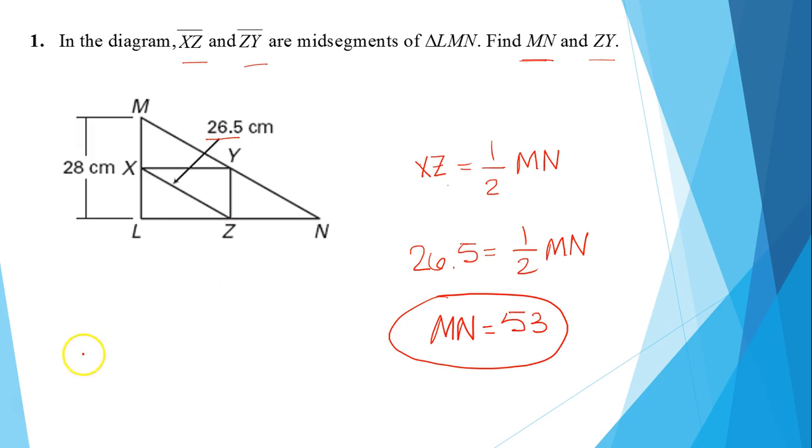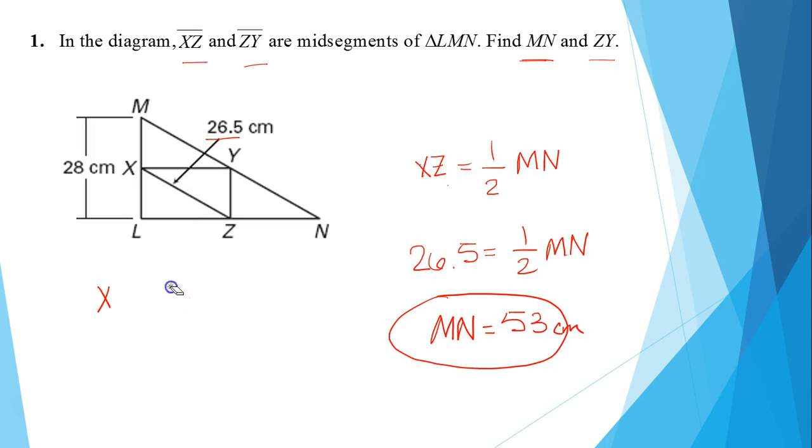Now let's do this other segment that we're asked to find, ZY. ZY right here, this segment right here is parallel to this side of our triangle. And again, ZY is the midsegment, so it's going to be 1/2 of ML, which is 28 centimeters. I forgot to put centimeters on this. Centimeters.